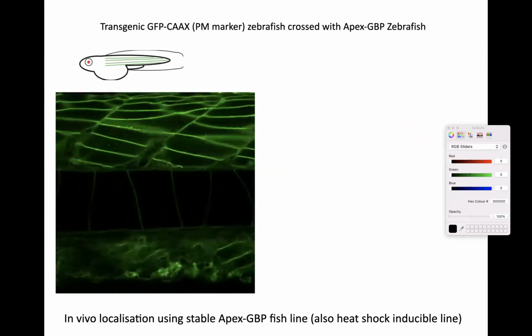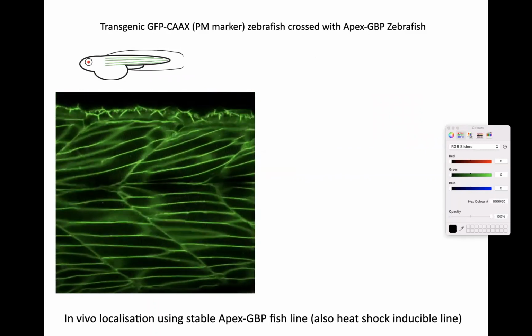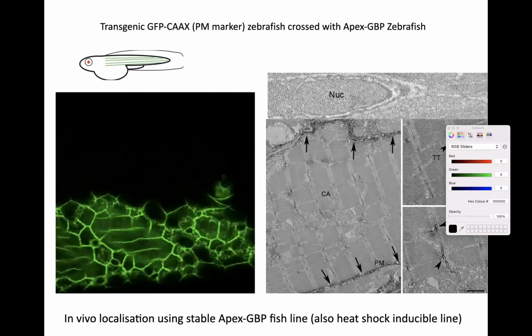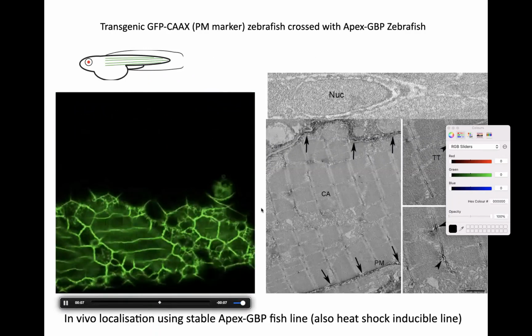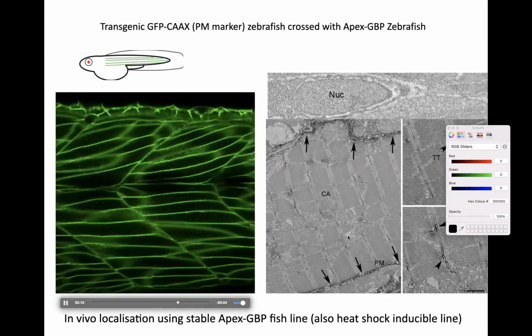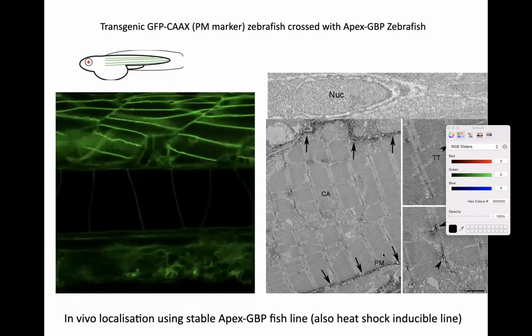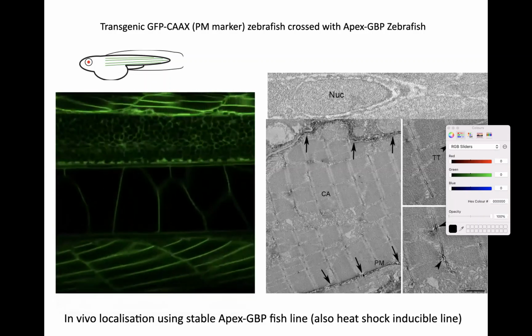This is just an example. This is a CAX reporter. This is a control. And then this is the apex nanobody when we've crossed the fish, and you can see this recruitment to the plasma membrane of the muscle and also to the T-tubules as well.